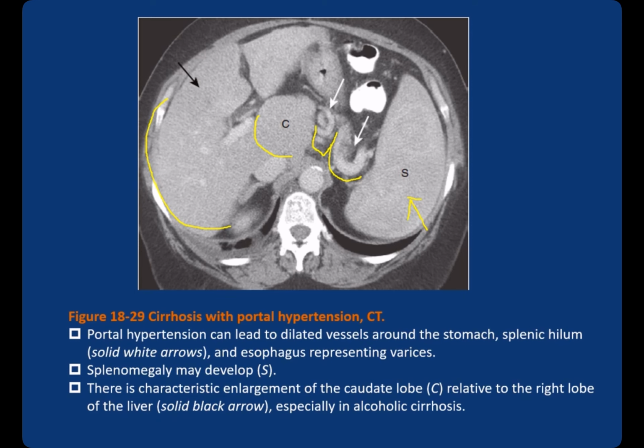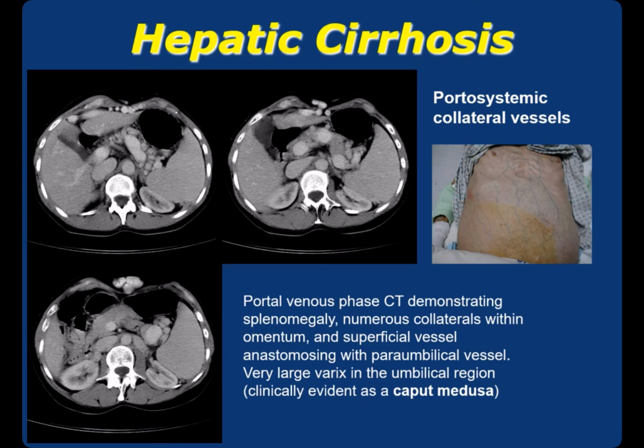And these are hallmark signs of hepatic cirrhosis. In this case, we can see numerous collaterals within the omentum, and also superficial vessels. These superficial vessels anastomose with the para-umbilical vessel, and we can also see a very large varix in the umbilical region.